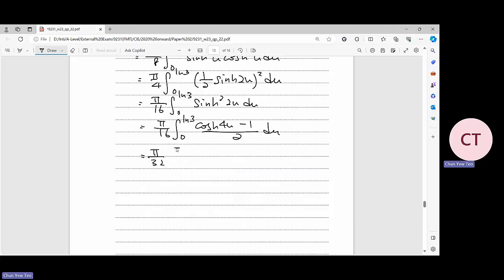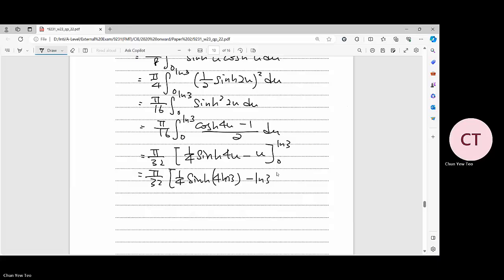Now inside here, I just integrate directly. I get 1 over 4 sine 4u minus the u. And now I'm ready to substitute the u from 0 to ln 3 inside. I get pi over 32, 1 over 4 sine 4 ln 3 minus the ln 3, minus a 0, or the whole thing 0 here.